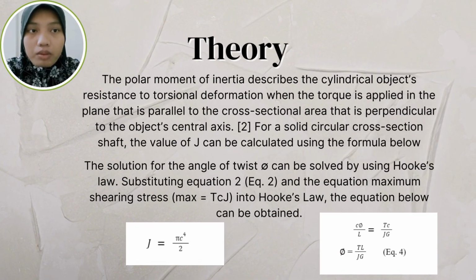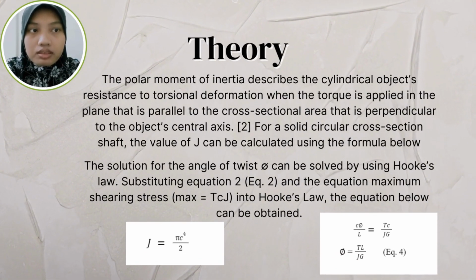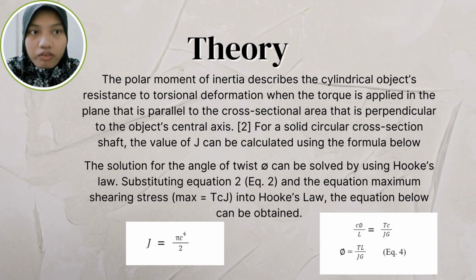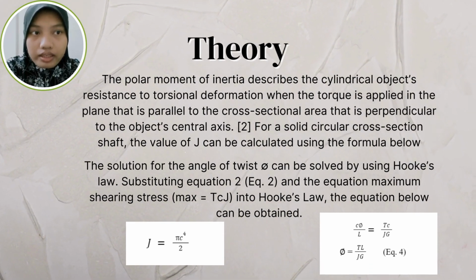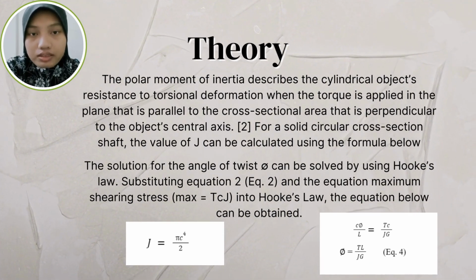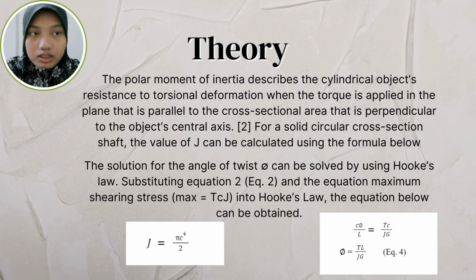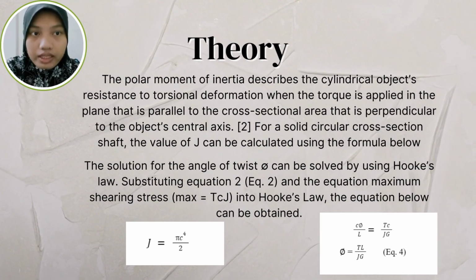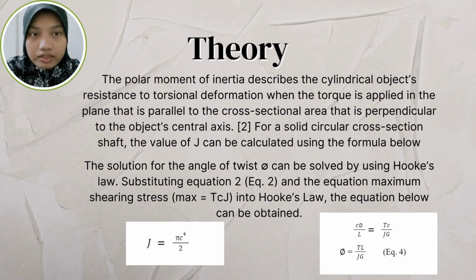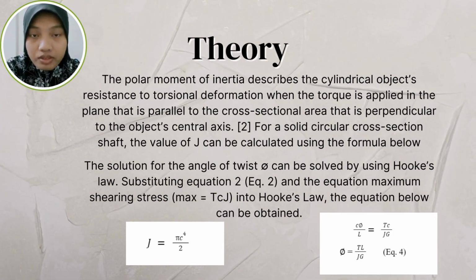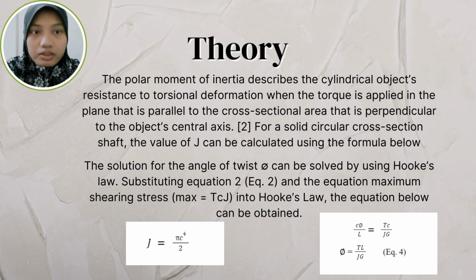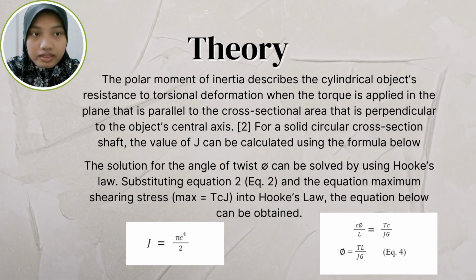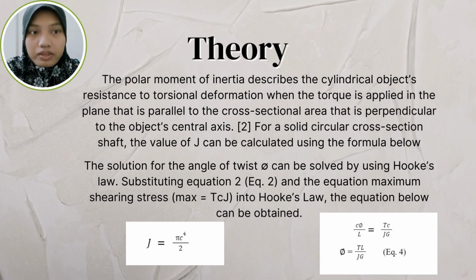The polar moment of inertia describes the cylindrical object's resistance to torsional deformation when the torque is applied in the plane that is parallel to the cross-section area that is perpendicular to the object's central axis. For a solid circular cross-section shaft, the value of J can be calculated from the formula below. The solution for the angle of twist can be found using Hooke's law by substituting equation 2 and the equation for maximum shearing stress into Hooke's law. The equation below can then be obtained.